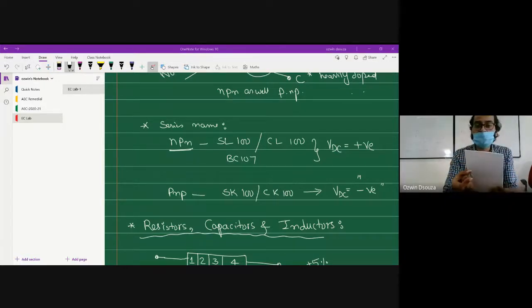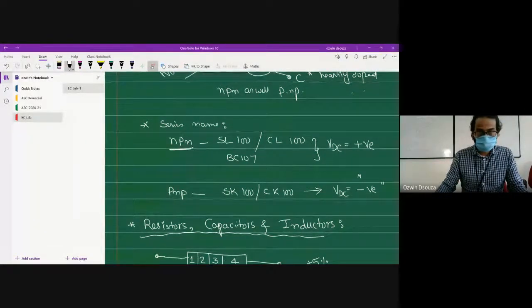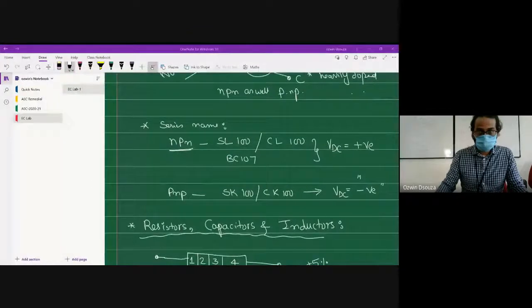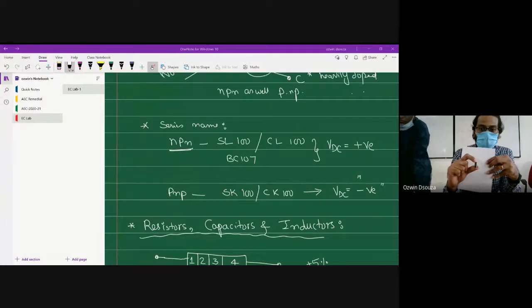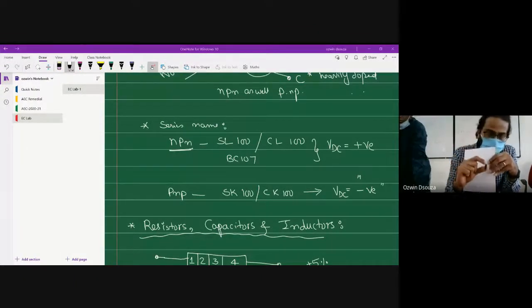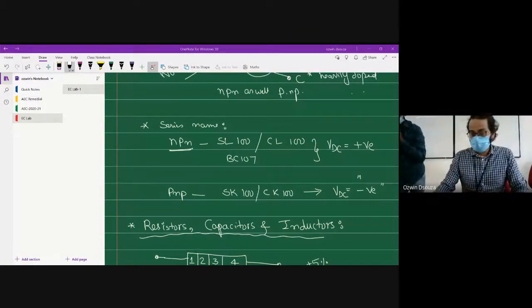Can anyone tell me what you call this object or device? Can you type it in the chat box? It is an IC, right? Yeah, a microcontroller also looks like an IC only. Correct. This is an IC.